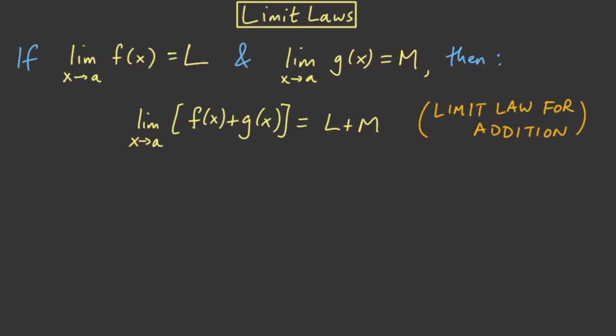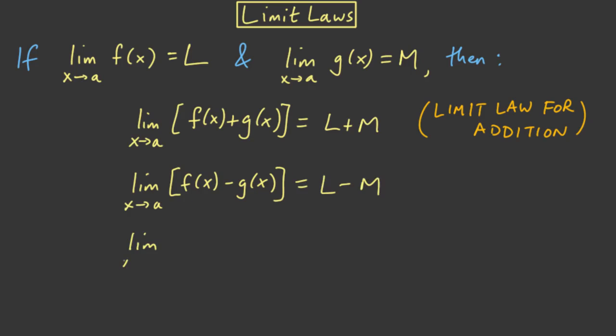And a similar thing will hold for subtraction of functions. If we have these limits of f and g, then the limit as x approaches a of the difference f of x minus g of x will be the difference of the two limits, L minus m. Same for multiplication. The limit as x approaches a of the product f of x times g of x will be the product of the two limits, L times m. So those are the limit laws for subtraction and multiplication.